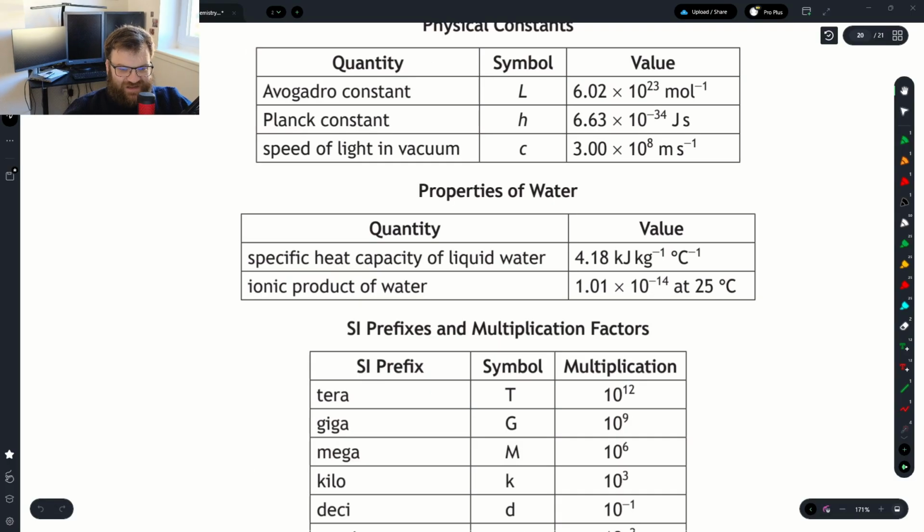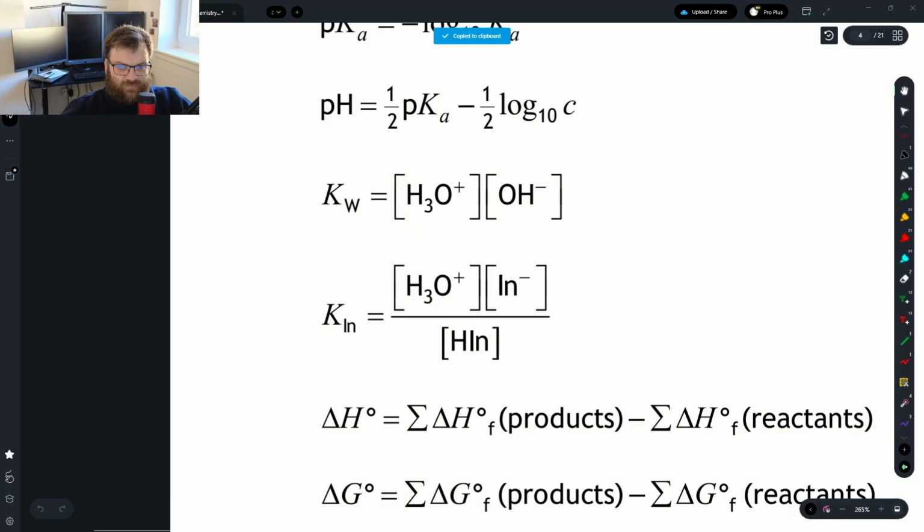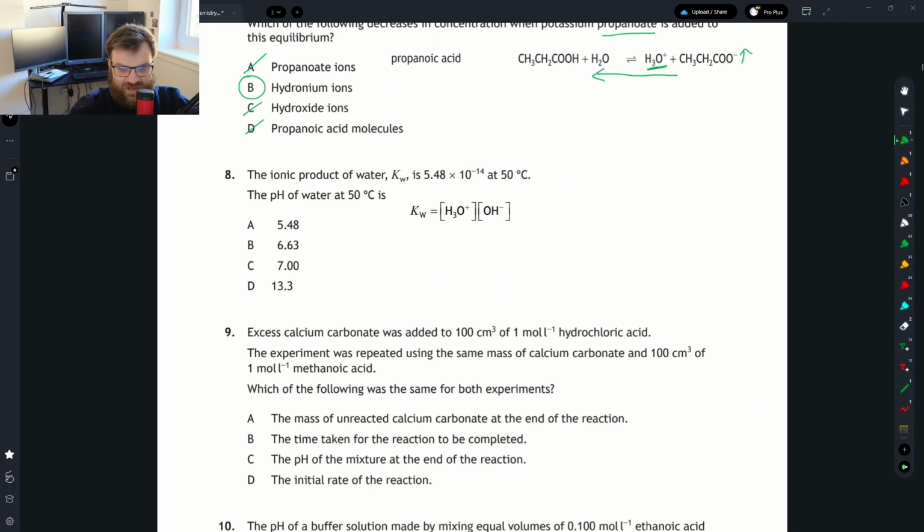On page 20, it gives you the value for it at 25 degrees Celsius. And on page 4, it tells you how you calculate it. Crucially for this question, both the hydronium ion concentration and the hydroxide ion concentration will be equal. That means that our 5.48 times 10 to the minus 14 is going to equal some number squared, because they both have to be the same.